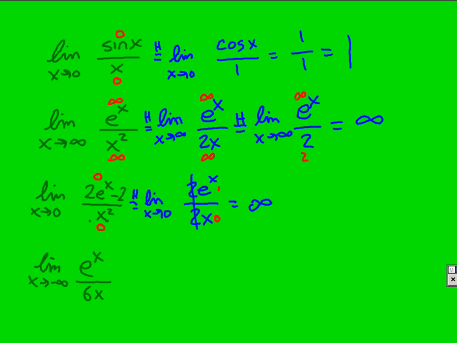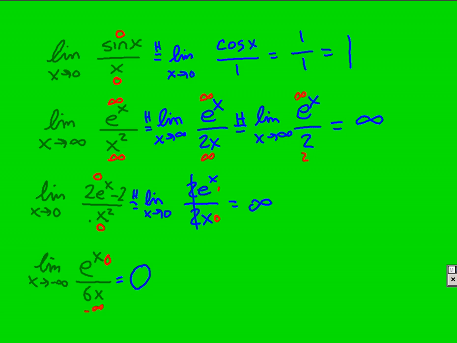And here, my last one, if I plug in negative infinity, e to the negative infinity is 0. 6 times negative infinity is negative infinity. 0 divided by negative infinity. What's that? Well, I don't even need to use L'Hopital's rule for this one. Because if it was a top 0, you would think it would just be 0. And anything divided by a big, huge number is 0. So either way I look at it, I get 0 as an answer.